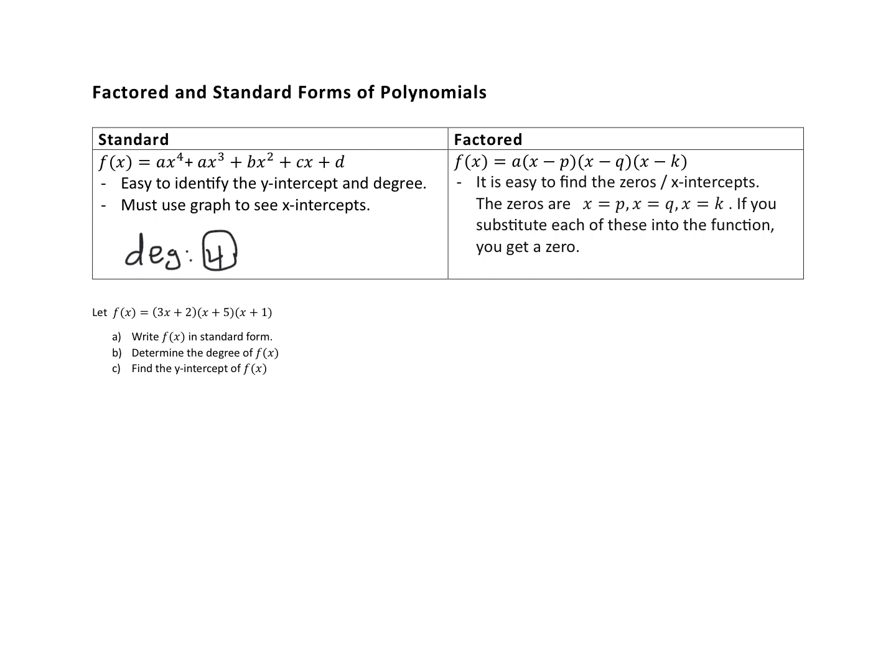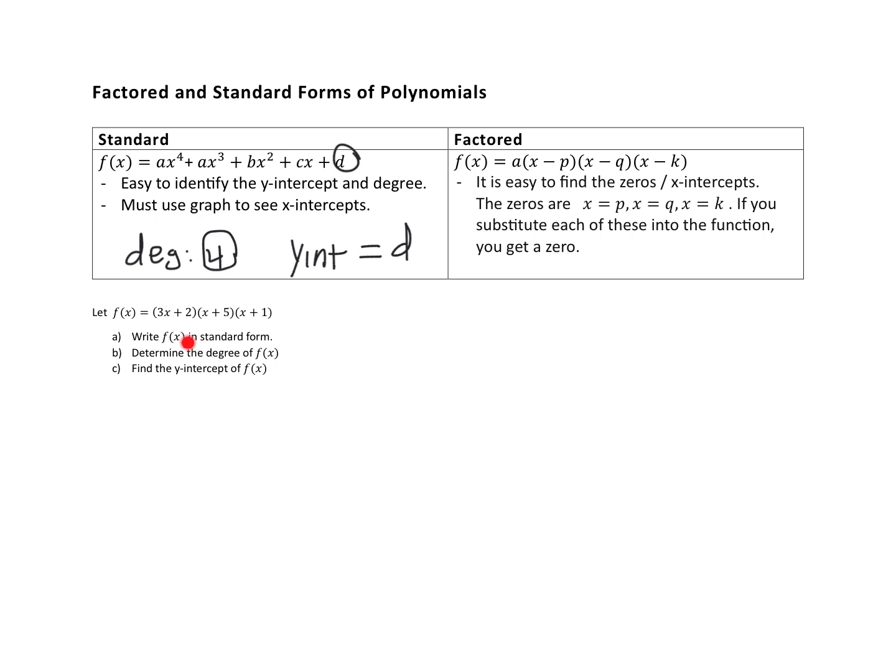For the y-intercept is given by d, or the constant. On the other side, here we have the factored form. It's also called the intercept form. This one you can see the zeros. And they are right here, p, q, and k. If you substitute each of these into the function, you get a 0.